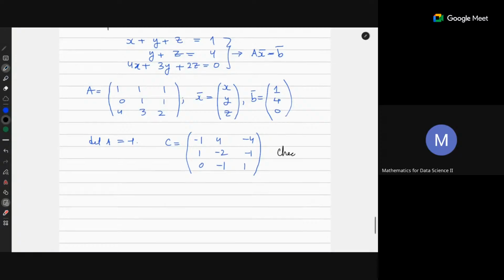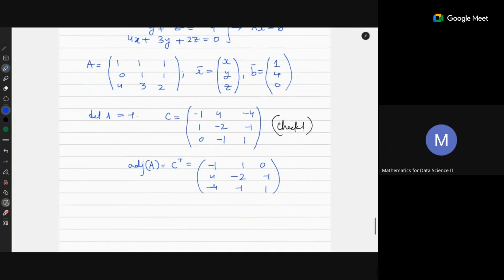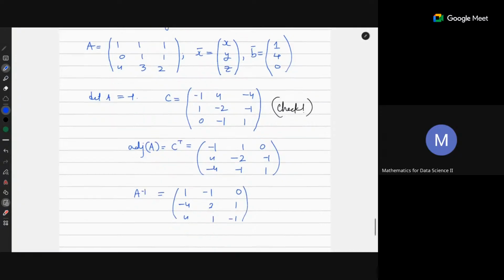So let me mark that, check. Okay. And now, what is the adjugate matrix of A? Adjugate is the transpose of C. All right. Now, what is the inverse of this? It is just multiplying with minus. So we will get 1, 1, 0, 4 minus 2, 1 minus 1, 0, minus 4, 2, 1, 4, 1, minus 1. All right. This is the inverse.